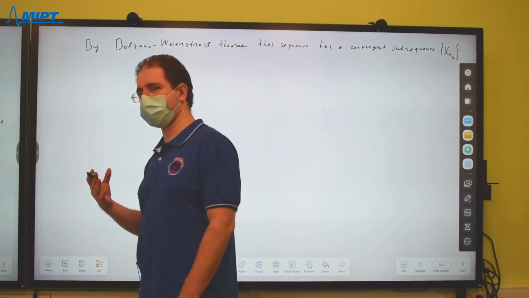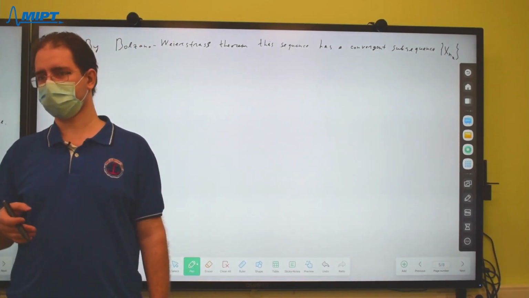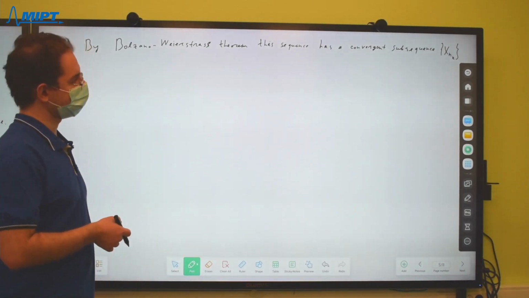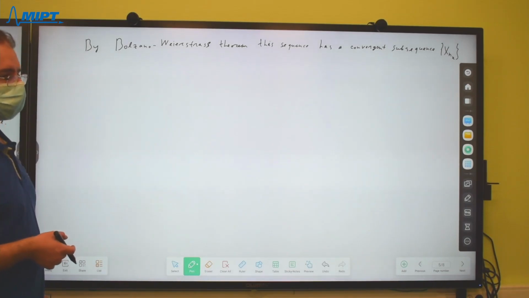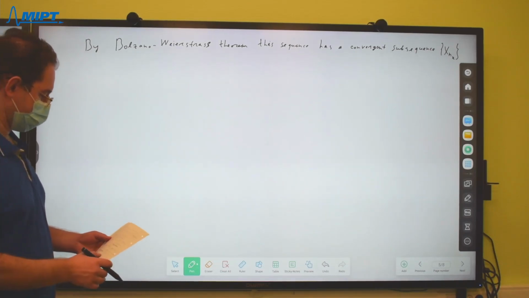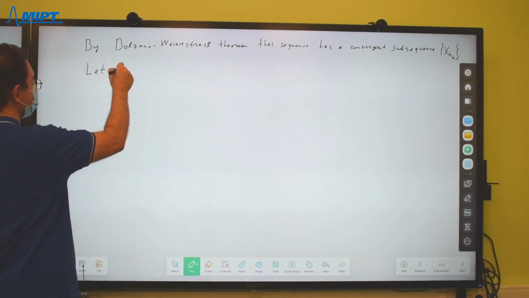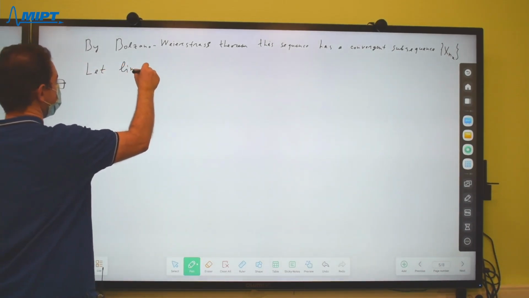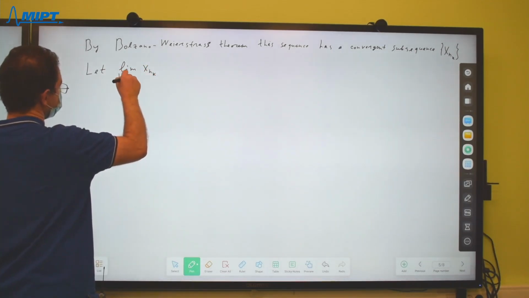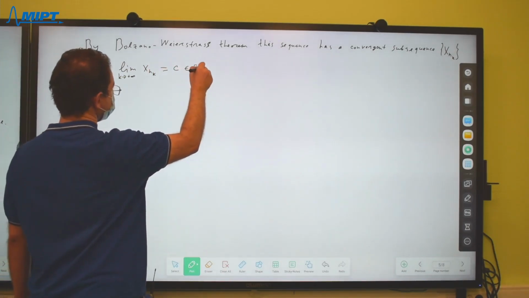So we have a sequence that is bounded from above and below, so it has a convergent subsequence. Let's call it x_{n_k}, convergent subsequence. Let the limit of this subsequence as k tends to infinity be number c. This is from interval A to B.